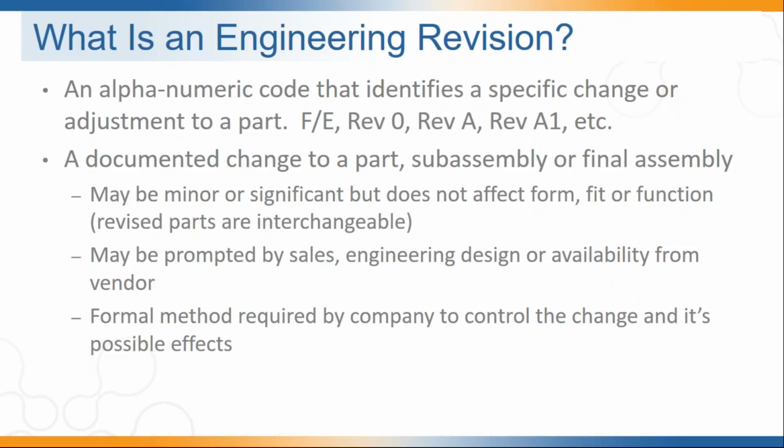Regardless of the reason, revision control is a formal method that a company decides to use to control the change that's happening and the effects that it can have not only on the bill of material and on material planning, but perhaps in manufacturing, certainly in sales and in other areas of the company.